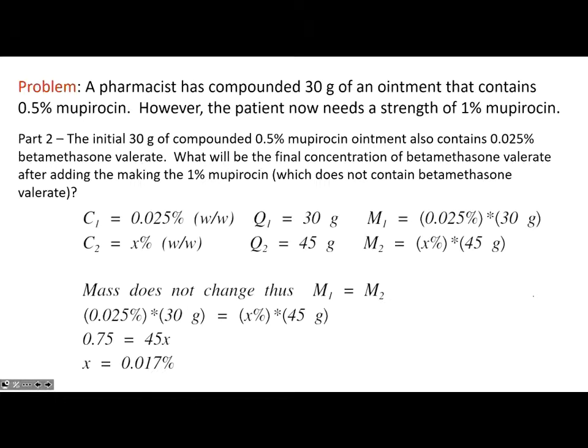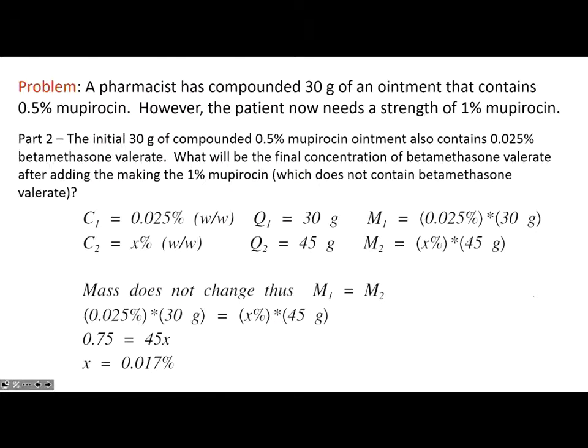Dilutions are solved using C1Q1 equals C2Q2. Remember, the mass before is equal to the mass after. It's simply the concentration that's changing. So let's set that up. C1 is the concentration we had to begin with. It was 0.025%. That comes from the question. Do we know how much of that ointment we started with? Yes, we had 30 grams of it. We had 30 grams of an ointment that had 0.025%. So I've got my C1 and my Q1. So my mass 1 is 0.025 times 30 grams, all right?